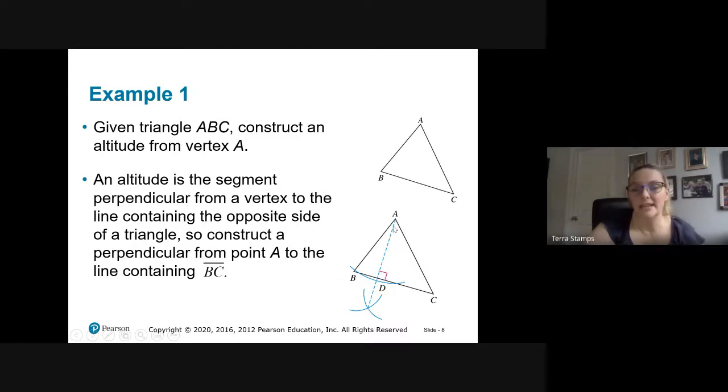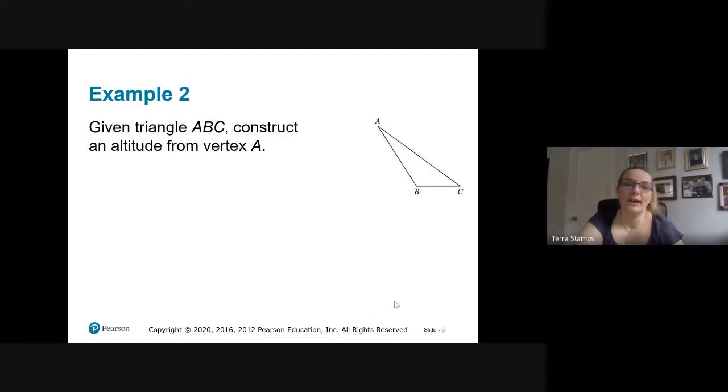Your altitude is technically just this part inside the triangle. So sometimes you might see some people erase all this. I prefer if you didn't erase it because I want to see your whole construction. I want to see all the arcs and everything. So don't erase stuff. Leave all that stuff in there.